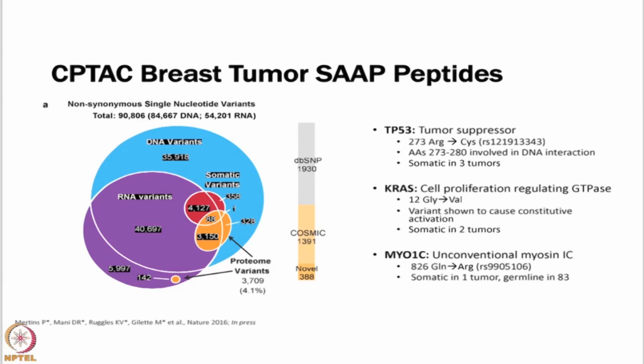And the red is just our somatic variants. Most of these had been identified previously as existing, so they were either in the dbSNP database or the COSMIC database, and only a small percentage of them were completely novel. And then there are just a couple of examples here of SNPs that were identified within this data.